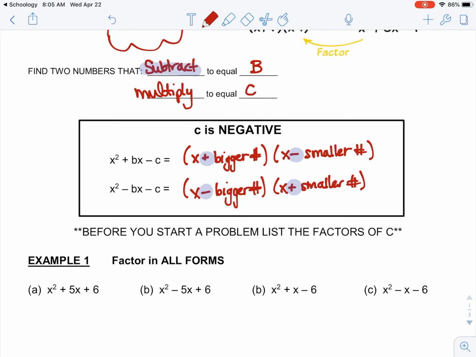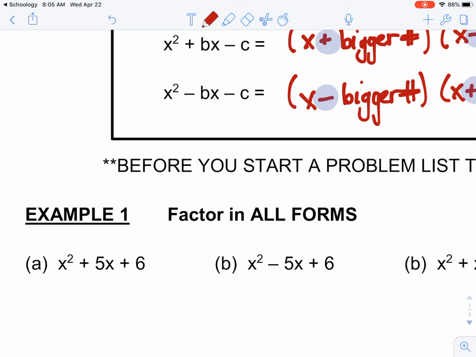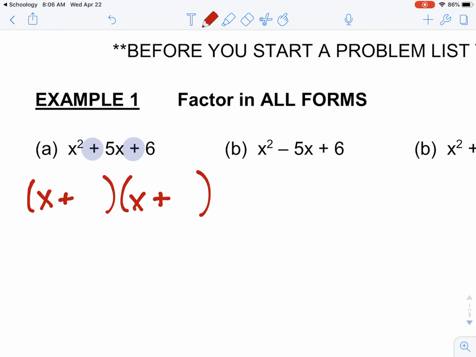Okay, so what we have to look at first when we do the examples is what are my signs. So my C is plus and my B is plus. So I know I'm going to have x plus times x plus. So now we have to figure the numbers. So we're finding the factors of 6, and we're saying which factors add to equal 5: 2 and 3. So we can put those in.